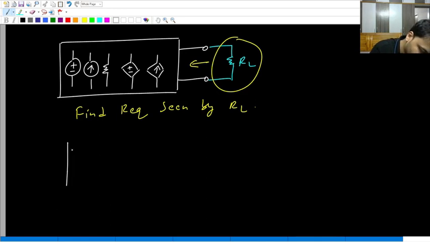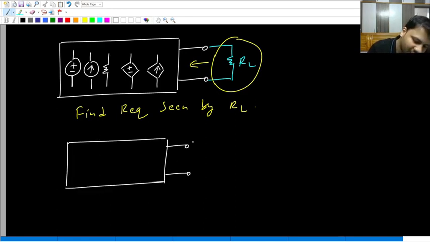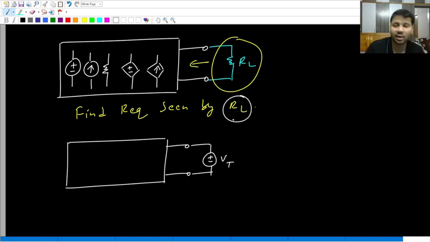To find the equivalent resistance seen by the load, replace the load with a voltage source VT. Look at this original circuit across this one port network. We had the load. What are we trying to find? We are trying to find the equivalent resistance seen by the load. And for that, you should replace the load, because you are finding R equivalent seen by RL. That is why replace RL with a voltage source VT. Let the current flowing out of the plus terminal be some IT.